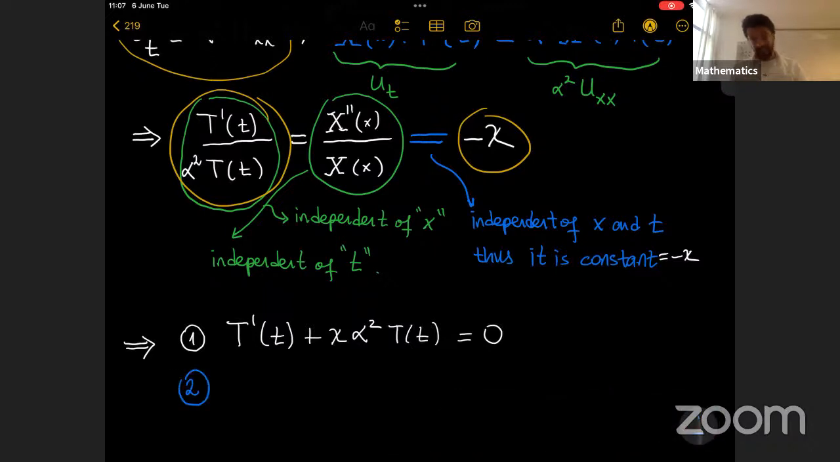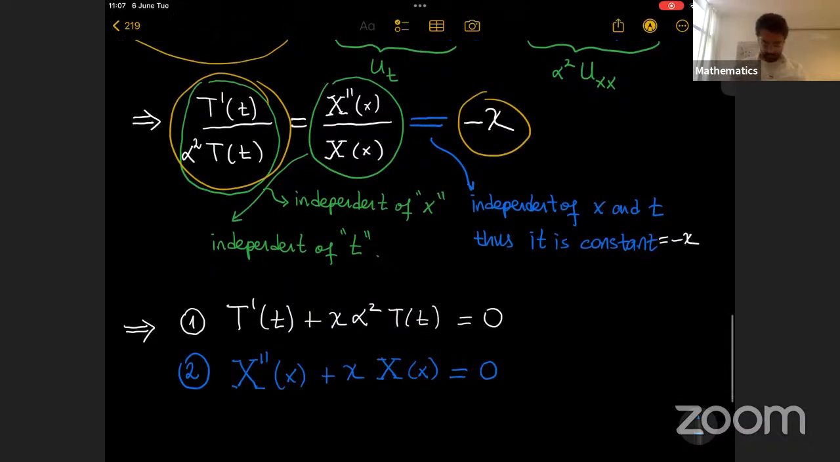if we use the second one, lambda with X double prime, so it's going to be X double prime plus lambda X is equal to 0. We have two equations and we will derive a solution from these, okay? Now we will deal with these two.